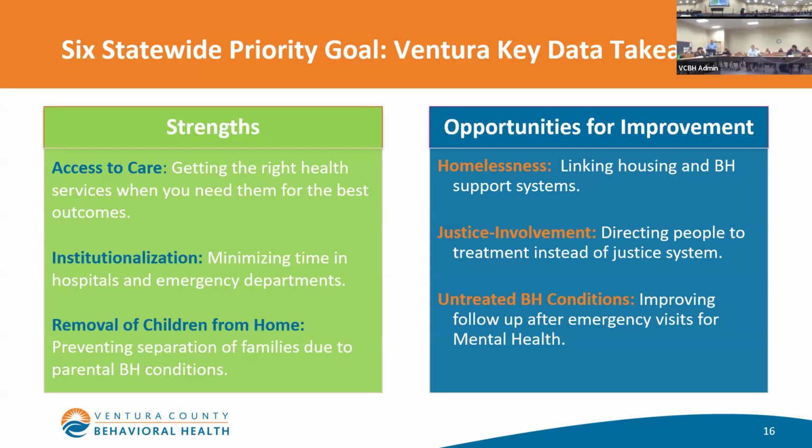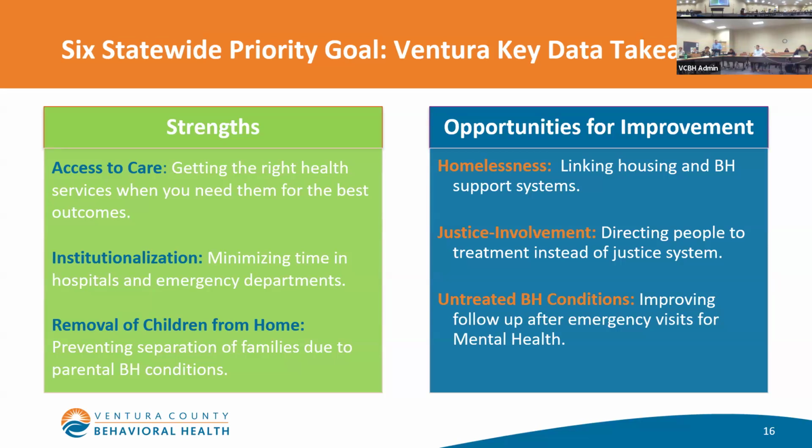So on homelessness, we could do better on linking housing and behavioral health support systems, which is actually one of the goals of BHSA. And we'll go into more detail on that one. So right now, on the quantitative data, Ventura County is underperforming, right? And on justice involvement, we could do better in terms of directing people to treatment instead of directly into the justice system. So that's another area where Ventura County shows objectively on the quantitative indicators that it's doing a little bit worse than the state average.